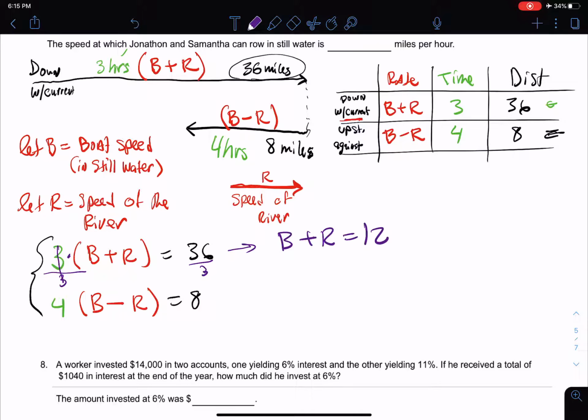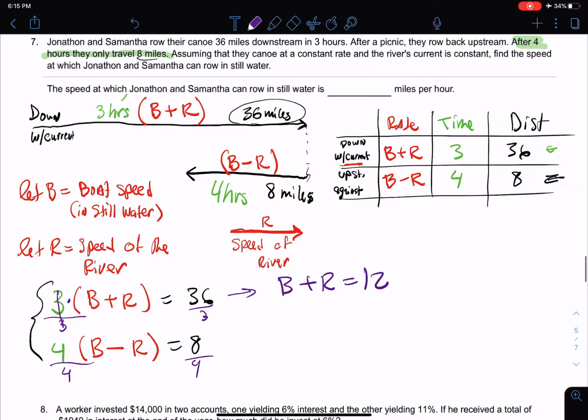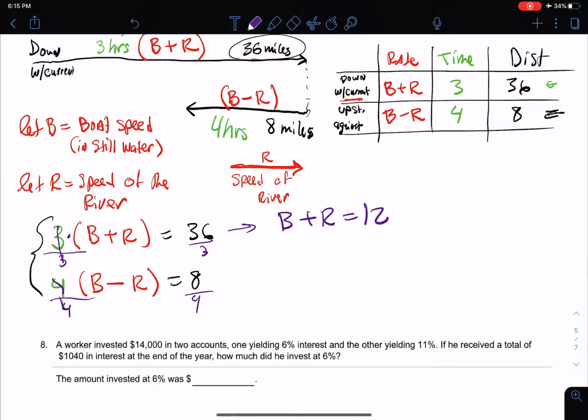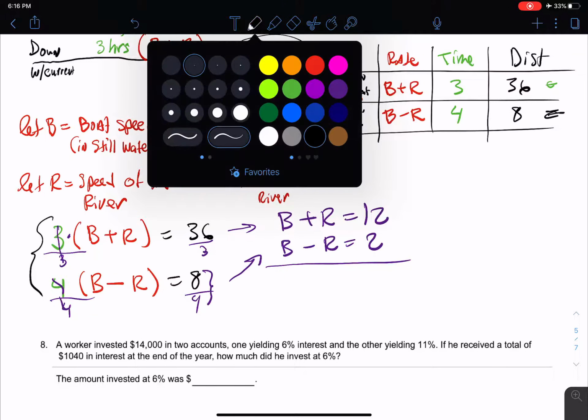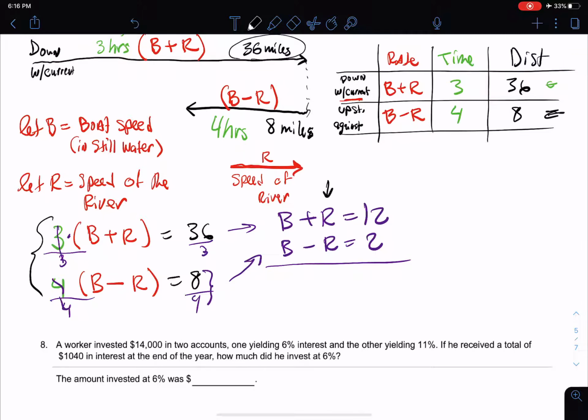And then same thing here. And this only works if this number is divisible by 4 in this case, and it is. So 4 reduces down to 1, and we end up getting this nice equation, B minus R equals 8 divided by 4, which is 2. Man, how easy is this going to be to use addition elimination with? Well, the R's are opposite, so they become 0. And B plus B gives me 2B. And 12 plus 2 is 14. And I divide by 2, and I get B equals 7.